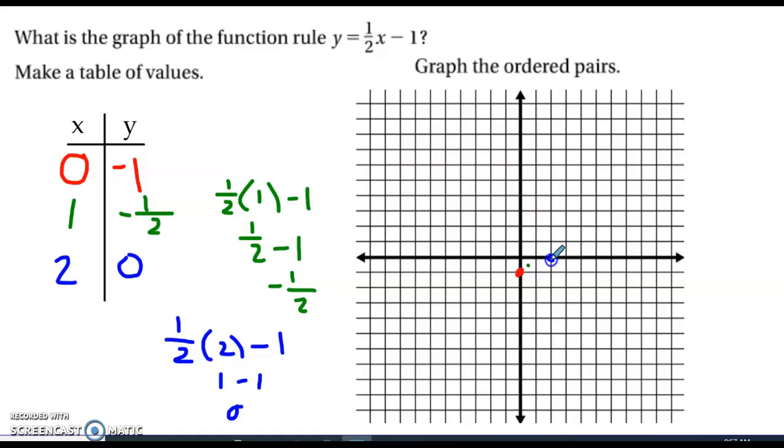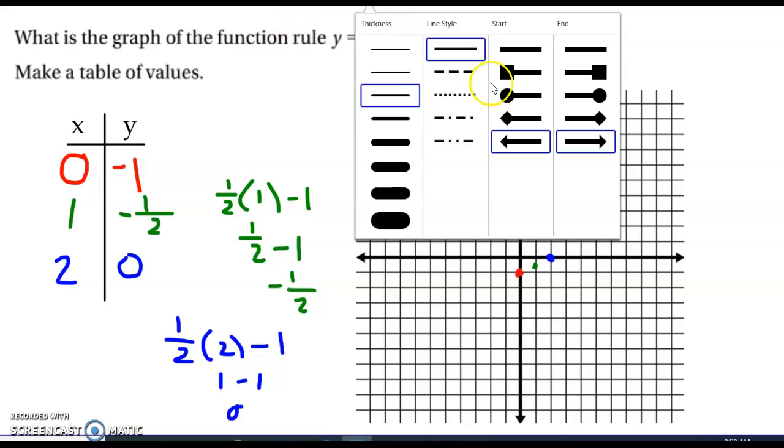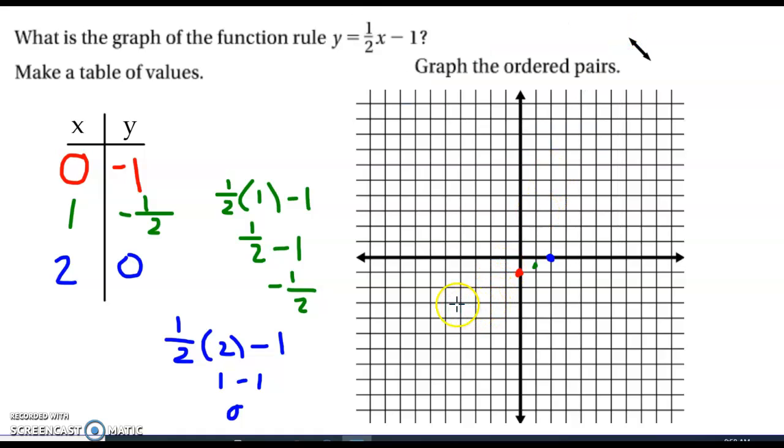Oh, look at me. I graphed that last point wrong. If we were in class, y'all would have been screaming at me, right? This should have been 1, negative 1/2. What am I doing? So I should have been at 1, negative 1/2. So now I can make my line. So there would be my line, with arrows on both ends to show that it goes forever in that situation.